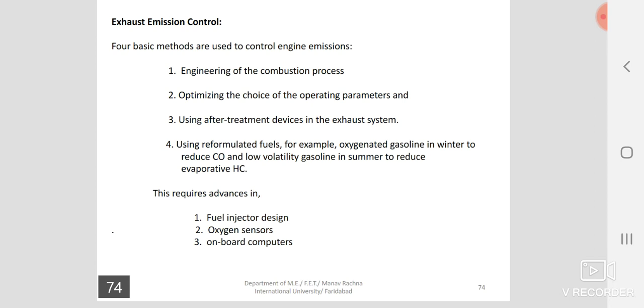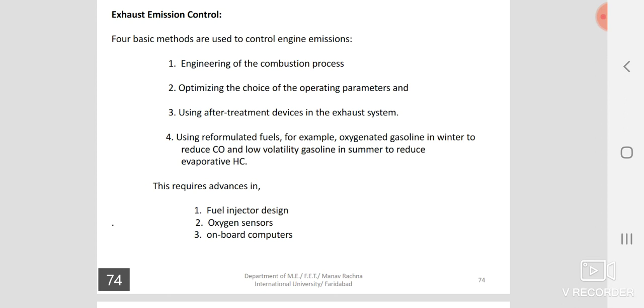Using reformulated fuels, for example, fuel with oxygenated gasoline in winter to reduce CO. Oxygenated gasoline means what? When you use oxygenated gasoline, more oxygen will be produced and CO2 will be produced instead of CO. CO2 compared to CO is better. CO is very, very hazardous. CO affects our respiratory system. It's a poisonous substance and affects our health in totality. So CO is to be removed.